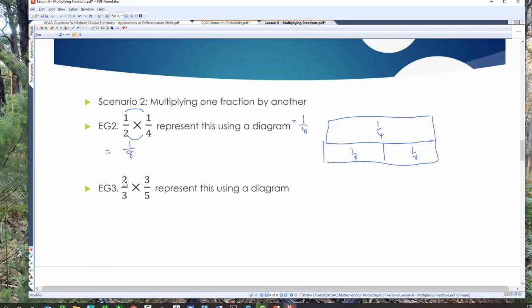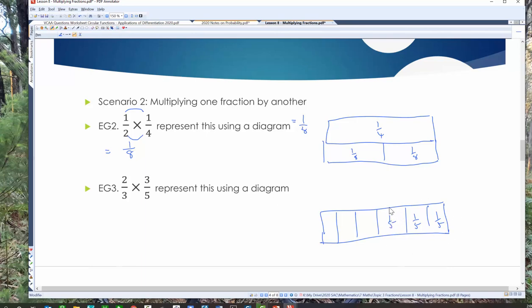Okay, this one here we've got 2/3 of 3/5. So we want 2/3 of 3/5. Here we have 1/5, 2/5, 3/5, 4/5, and 5/5. This is 1/5 here, 1/5 there, and 1/5 there. So that's 3/5, and we want 2/3 of all of this.